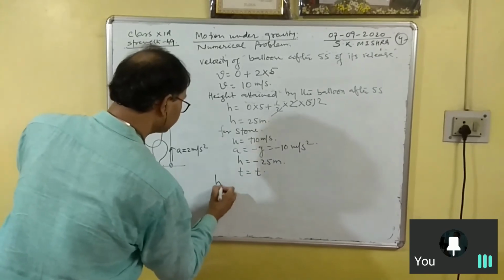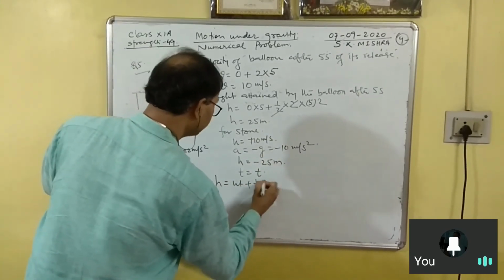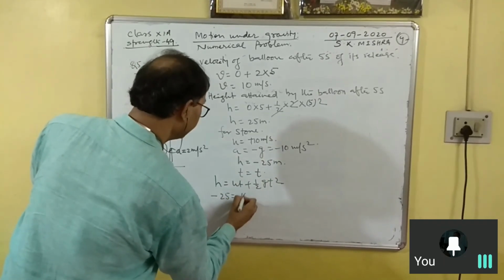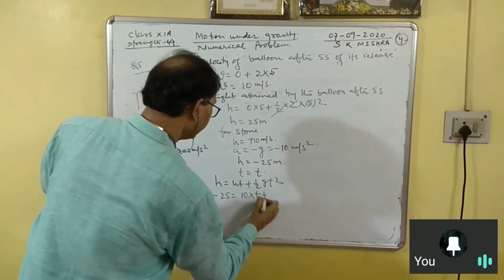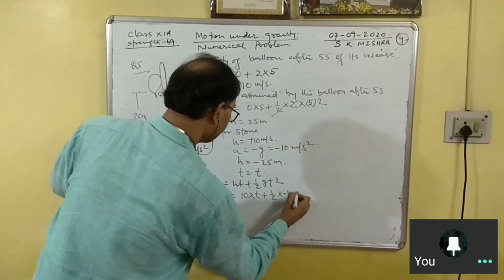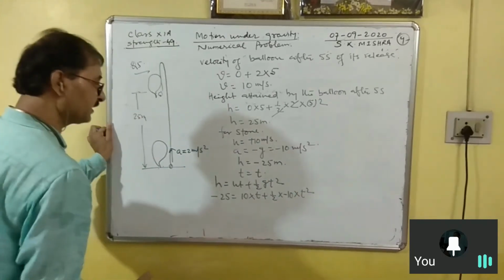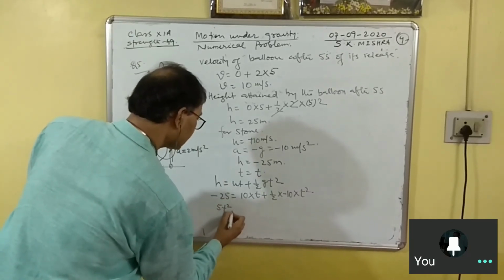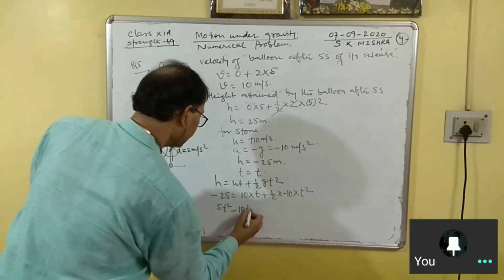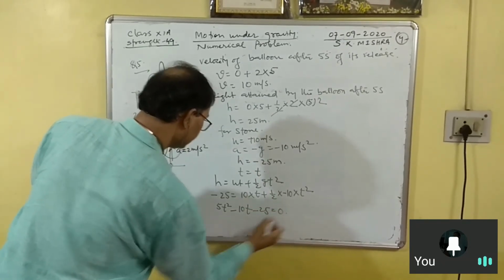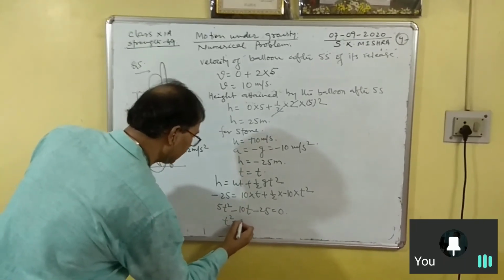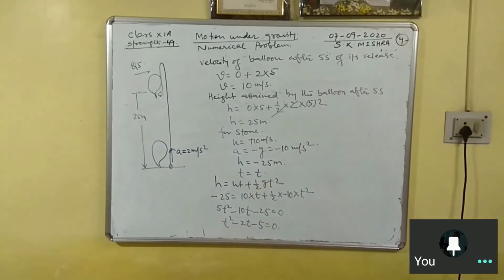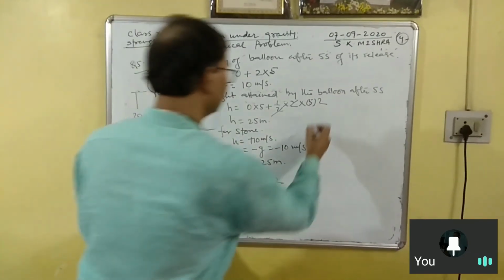So again use the relation H is equal to ut plus half gt square. H is minus 25, U is 10, T you have to find, half, G is minus 10, into T square. So you have one relation. This is 5, so take it to this side. So 5t square minus 10t minus 25 is equal to 0. Then the relation is t square minus 2t minus 5 is equal to 0. You can find its value by using the quadratic equation.